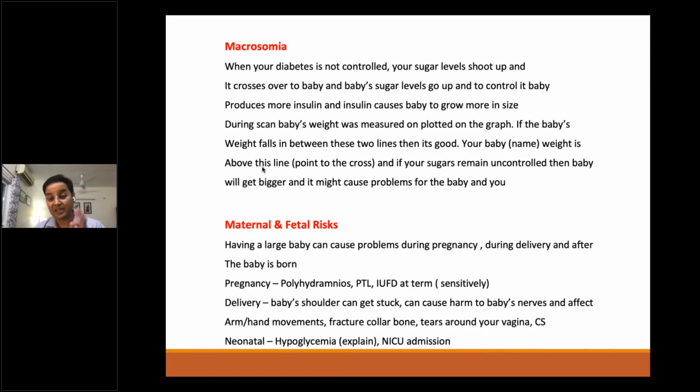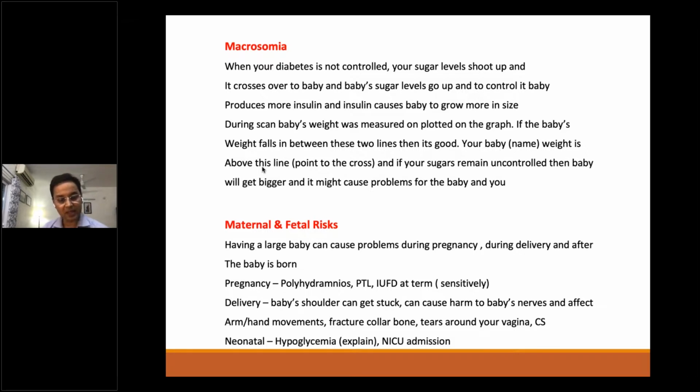Now, explaining, instead of 95th centile, that's medical jargon. Say that there are these two lines. If your baby's weight is following this dot, or say John, now you know the name, say if John's weight falls between these two lines, then it is good. However, John's weight is above this line. So it means that your sugars were uncontrolled. And if it remains uncontrolled, then the baby is going to get bigger, and it might cause problems for you and for the baby. Say something like this. Then she'll ask what it can cause.